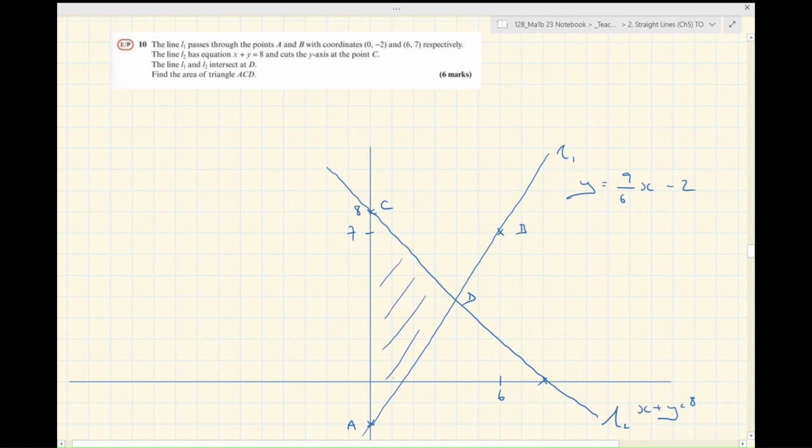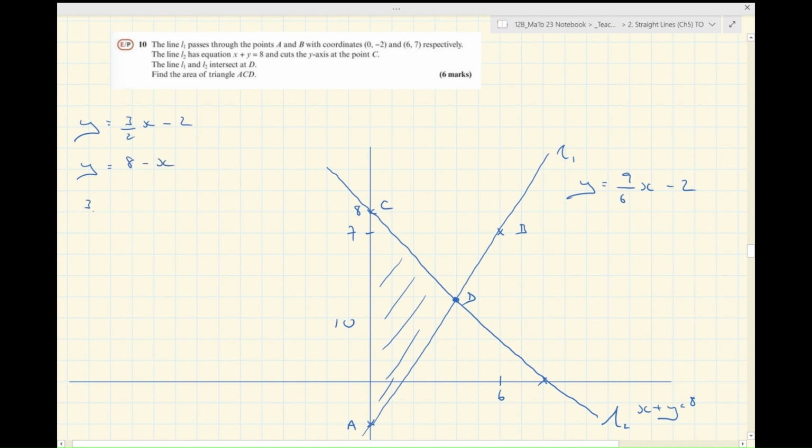Right, and I'm asked to find the area of triangle ACD. So I need to find the area of that triangle. Well, I can see that the base is 10, and I just need to really find the height. Now, in order to find the height of that triangle, I need to find the x-coordinate of point D. So I've got y equals 3 over 2 x minus 2, and I've got y equals 8 minus x if I rearrange the equation for L2.